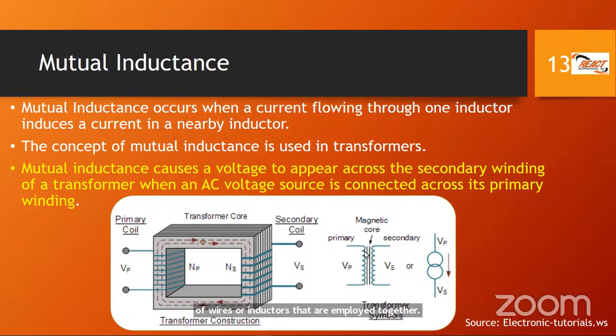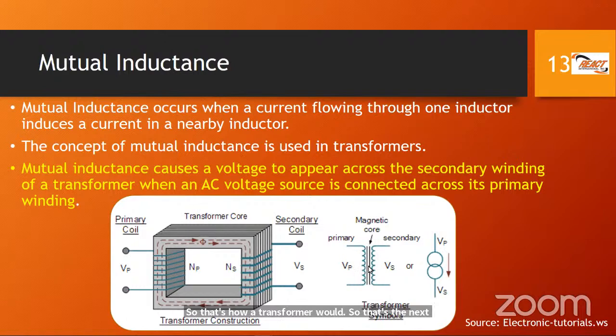And as we said, magnetic lines of flux are created, and when you supply alternating current voltage to one side, it cuts the other coil and causes a flow of electrons on the other side. So that's how a transformer works. So that's the next point. The concept of mutual inductance is used in transformers.